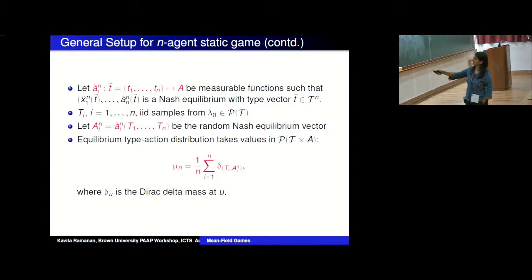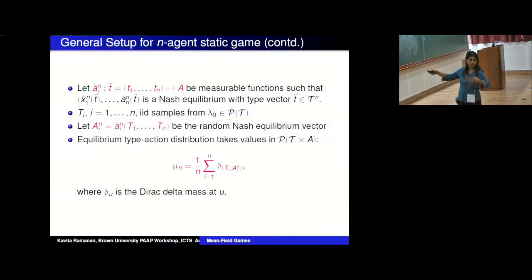So then you have this random Nash equilibrium vector, your A_i^N, which is your action, but now that's a function of your random T_1^N. The T_i^N are IID samples from lambda 0, and you should think of lambda 0 as maybe something that you collected from past data, for instance. And then you have this usual mu. I said X hat, it should be A_i. A_i should be A, not X. It's just all of these, A.